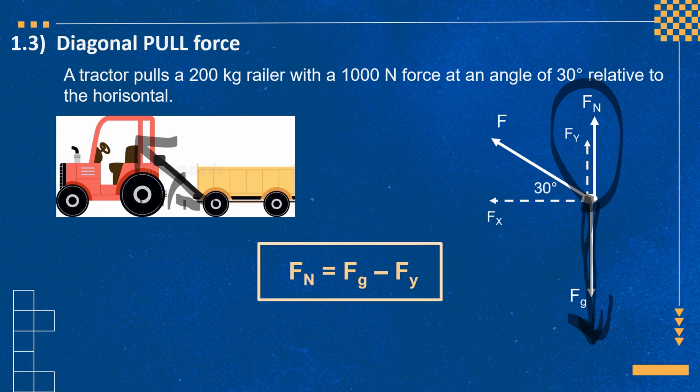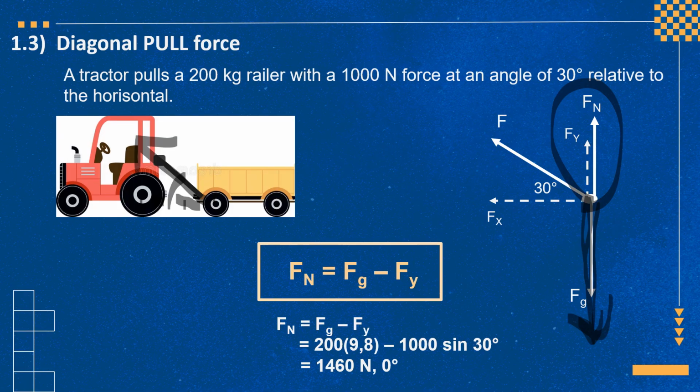Then we write our formula for Fn, which we memorized, and then Bob's your uncle, and then you just substitute because you've memorized it. It's easy. Just again, where do you find Fy? Remember, Fy we will find from your free body diagram.